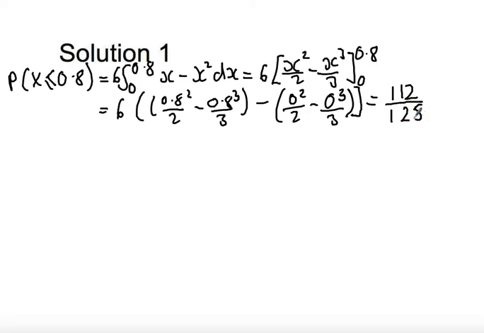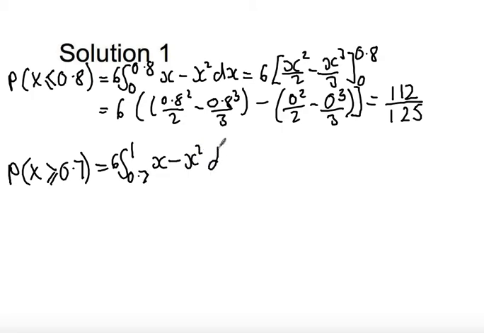Okay. So final question. Probability x is greater than or equal to 0.7. So this is integrating from the lower bound 0.7 up to the maximum possible value it can be, which is 1. So we're integrating 6 times the integral of x minus x squared. So again, the first part is almost identical to what we've done previously. 6 times x squared over 2 minus x cubed over 3. But this time we're integrating between 0.7 and 1.